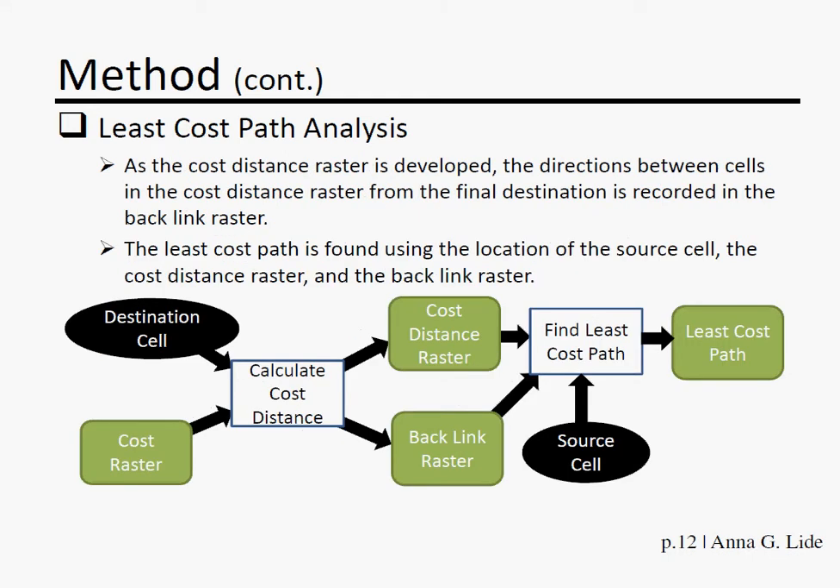Third, in calculating the cost distance raster, a backlink raster records the directions of the least accumulated cost from the destination cell. The least cost path is found from the cost distance raster, the backlink raster, and specifying the source cell. The diagram shows the least cost path analysis process.